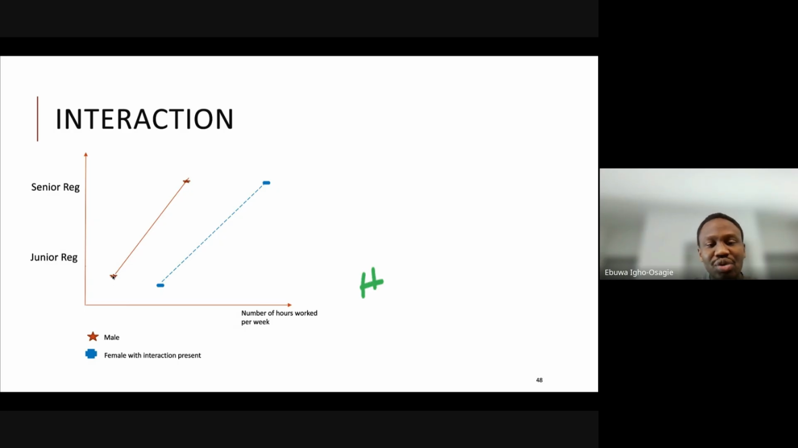So if you were a junior reg, this is the number of hours you will work if you were male. If you were a senior reg, your number of hours will increase, right? But if you were female, the blue, and you were a junior reg, you would work this number of X hours. We've already established that males and females work differently. But when you become a senior reg, the distance between your being a senior reg and a junior reg is going to be different from the distance between the males being a junior reg and senior reg. And that is why the slopes are different.